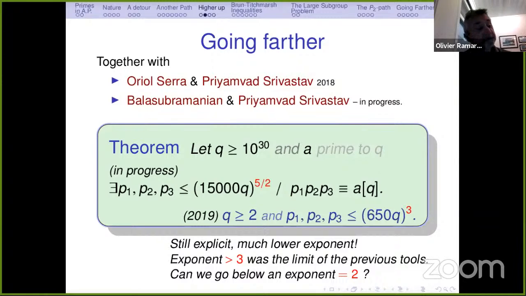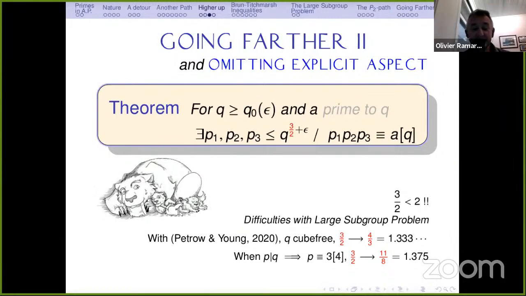But of course, I told you that the Linnik constant, we guess under GRH that it's between 1 and 2, and 5/2 is still larger than 2. So can we go below 2? And well, if we omit the explicit aspect and we take the same method, except that it's much simpler, we can go till 3/2. And 3/2, that's really between 1 and 2.